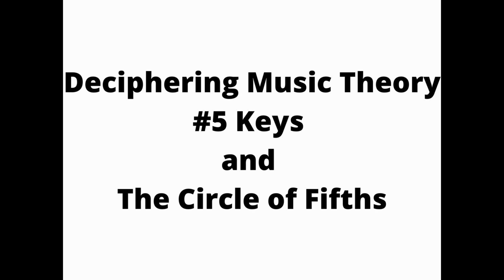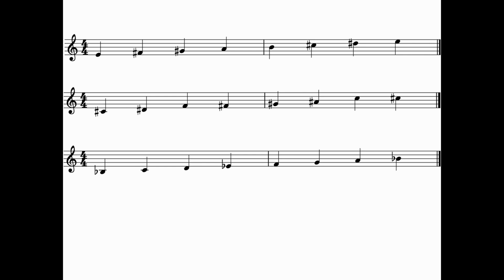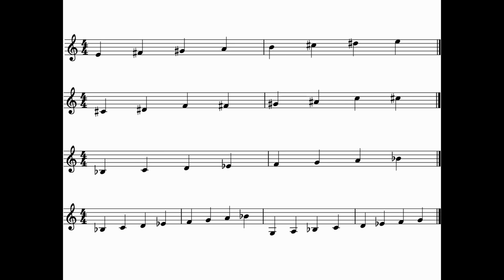Series. Today we're going to be taking a look at key signatures and the circle of fifths. In the previous video we learned about scales, and how every scale has a different number of sharps or flats, and how every major scale has a relative minor scale, and vice versa.